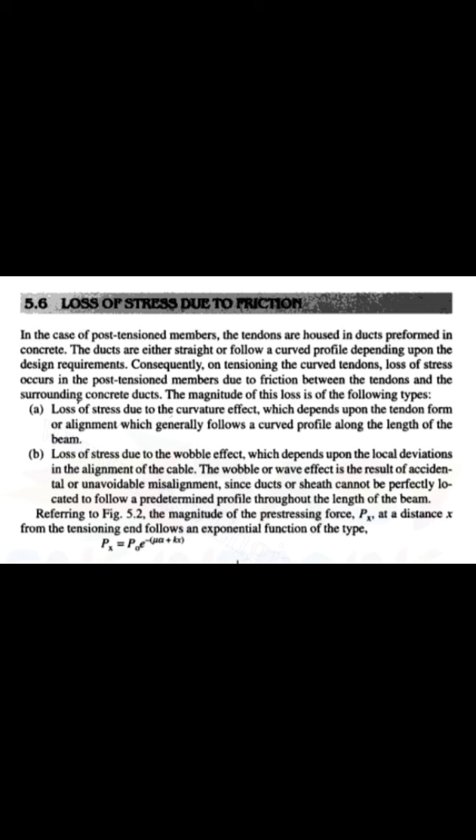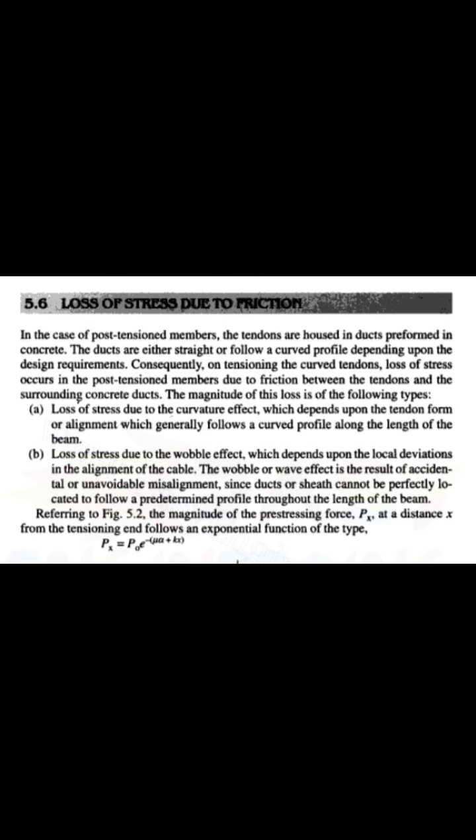Consequently, in tensioning the curved tendons, the loss of the stresses occurs in the post tensioning member due to the friction between the tendons and the surrounding concrete duct. The magnitude of the loss is of the following types. First one is the loss of the stresses due to the curvature effect, which depends upon the tendons' form of the alignment, which generally follows the curved profile along the length of the beam. Second one is the loss of the stresses due to the Hubble effect, which depends upon the local deviation in the alignment of the cables.